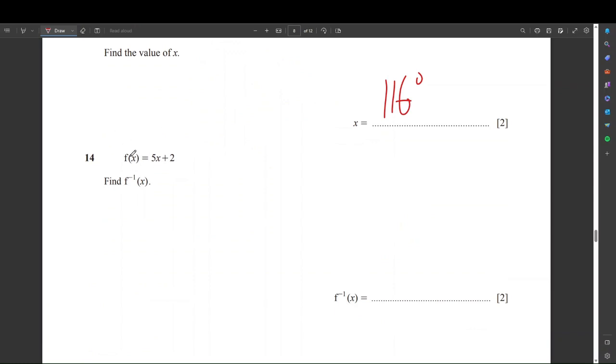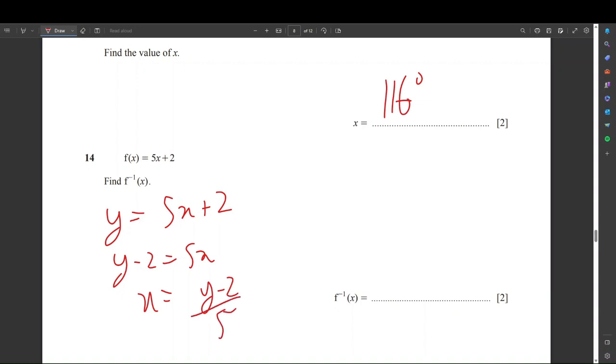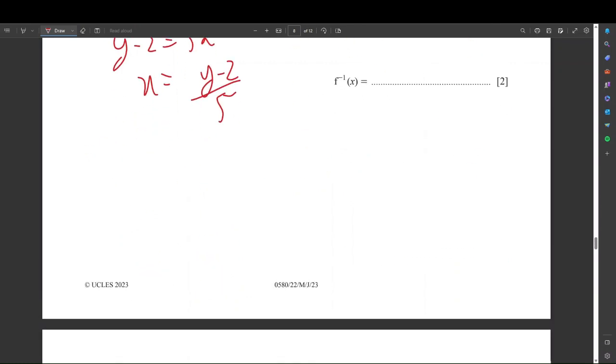Now, f of x is equal to 5x plus 2. We need to find out f inverse of x. And to do that, we simply write it as y is equal to 5x plus 2. Then y minus 2 is equal to 5x, then x is equal to y minus 2 by 5. Now we just rewrite this as f inverse of x is equal to x minus 2 by 5.